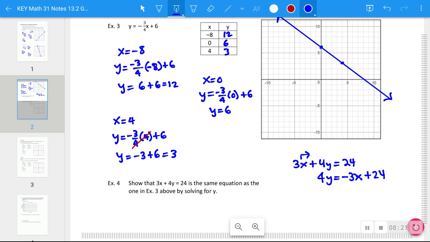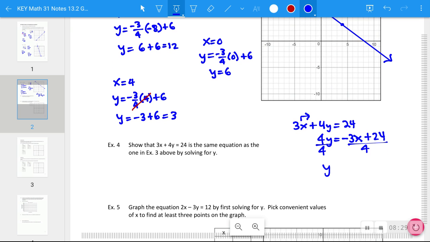And then one more step to get to y by itself. We have to divide both sides by 4. And you can see that we end up with y equals -3/4 x. And in the back half, 24 divided by 4 would be plus 6. So this is the same as example 3.